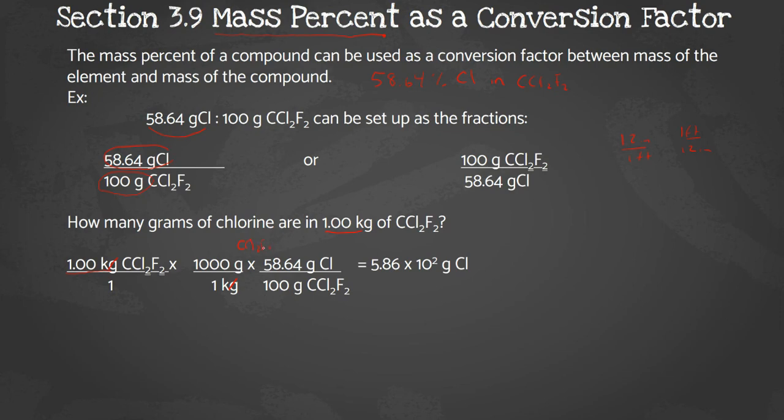CCl2F2 is what we're talking about. So we want that on the bottom, and we're trying to find chlorine, so chlorine goes on top. We're going to use this conversion factor, and then we can cancel some zeros here. We have 1 times 10, which is 10, and 10 times this value gives us 5.86 times 10 to the second, or we could have just moved the decimal 1 place over and called it 586.4 grams.